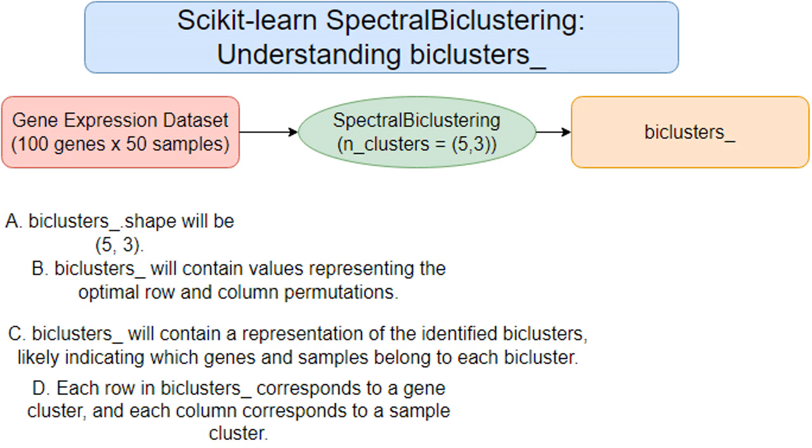This statement is correct. The Biclusters attribute will show which genes and samples are in each identified group, bicluster. It's like a membership list for each box.